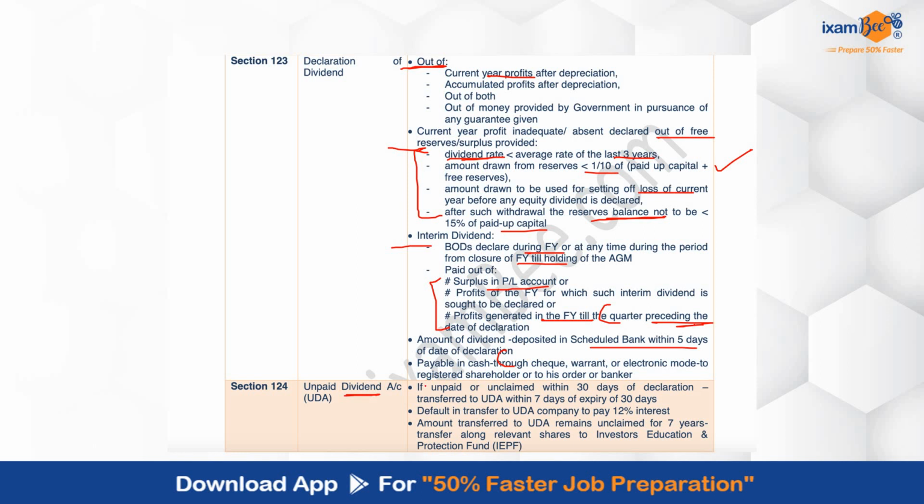So there is an unpaid dividend account. In this unpaid dividend account जो भी unpaid या unclaimed dividend है within 30 days from the very date of declaration, that has to be transferred to this particular account within 7 days. So once the dividend has been declared, it is required to be paid to the shareholders. But in case if it is unpaid or unclaimed within 30 days of declaration, then in that case it has to be transferred to this account within 7 days of the expiry of that 30 days. अगर कंपनी डिफॉल्ट करती है तो 12% इंटरेस्ट भी पे करना होगा.